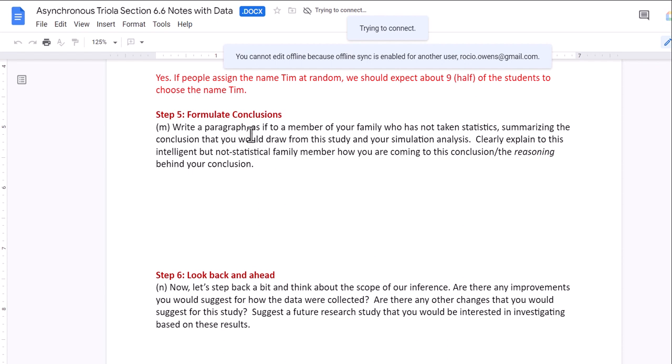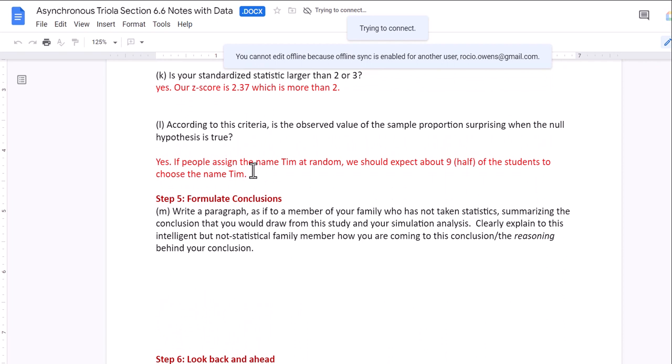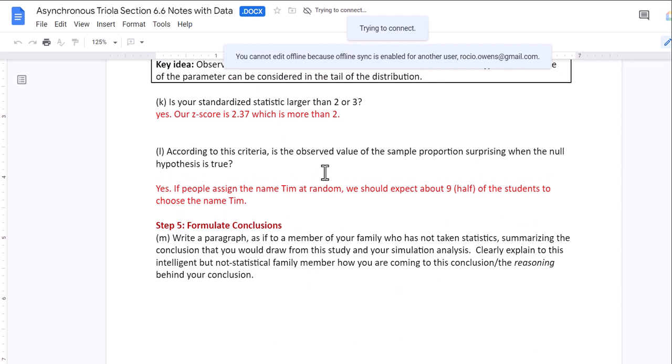So in step 5 here, that's essentially what you would say. Write a paragraph to a member of your family who has not taken statistics, summarizing the conclusion here. So what did we do? What was the whole study, and what's the final conclusion? What I just said, that we have strong evidence against the null hypothesis, so people are not choosing the name Tim at random. And then what else could be happening?